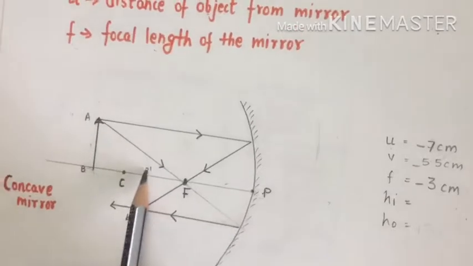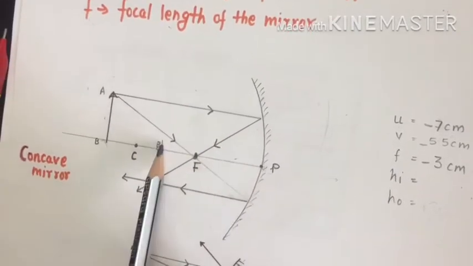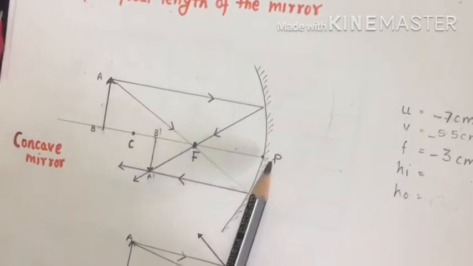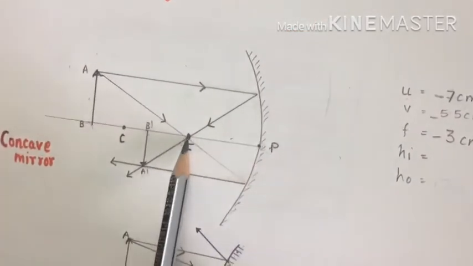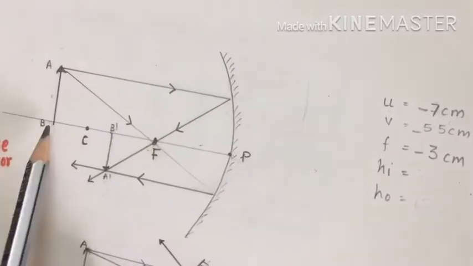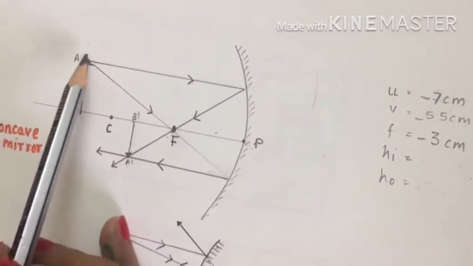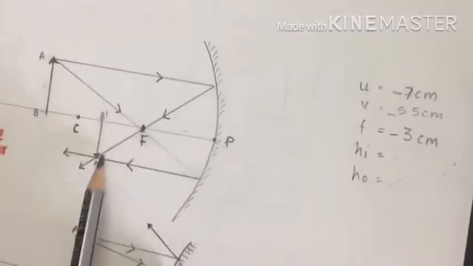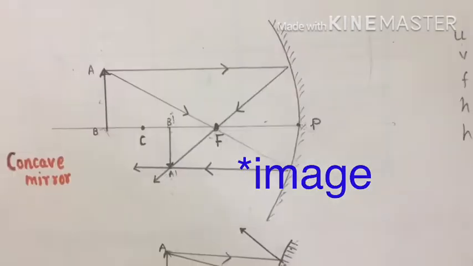Now V, where is the image? This is the image. A dash B dash is the image. So PB dash is the image distance. PF from P to F will be the focal length, and all that I have measured and written here. Similarly, this length AB is the height of the object, HO, and A dash B dash will give you the measure of height of the image.